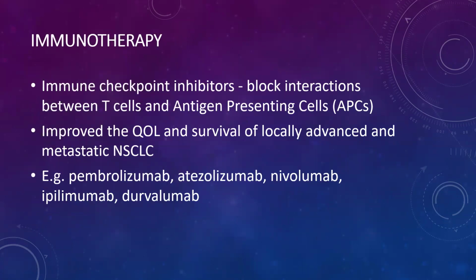You also have your immunotherapy agents. So if you recall, you have your cell cycle, and these immunotherapy agents actually block your cell cycle checkpoints. So they are checkpoint inhibitors. They block the interaction between your T cells and your antigen-presenting cells. And they have been found to improve the quality of life as well as survival of your locally advanced and even metastatic non-small cell lung CA. So examples of your immunotherapy include your pembrolizumab, atezolizumab, nivolumab, ipilimumab, and durvalumab.